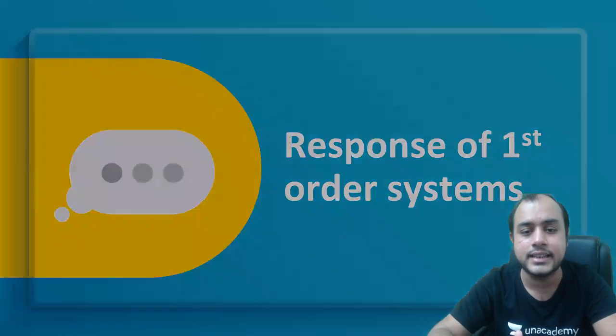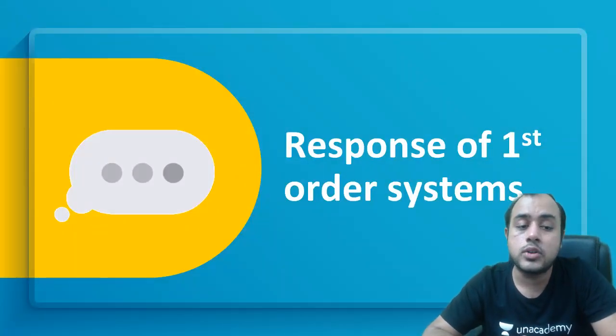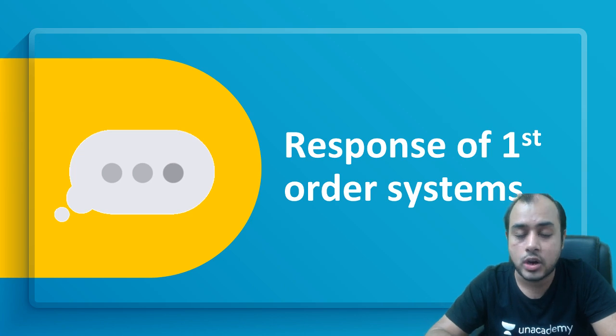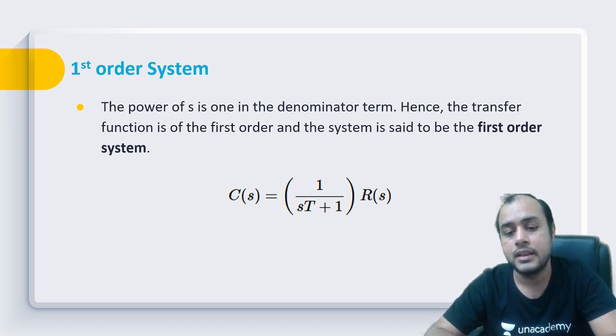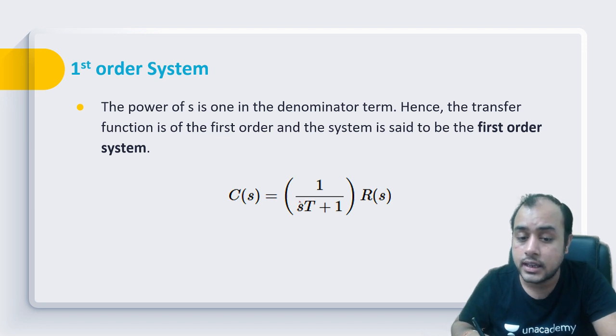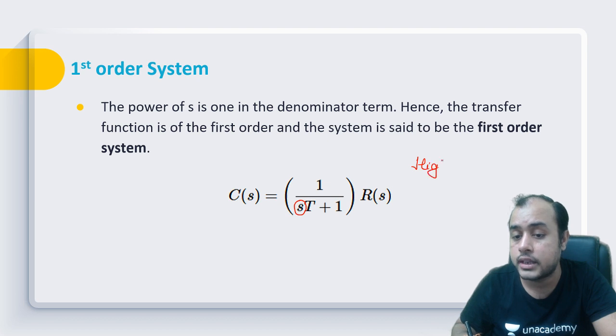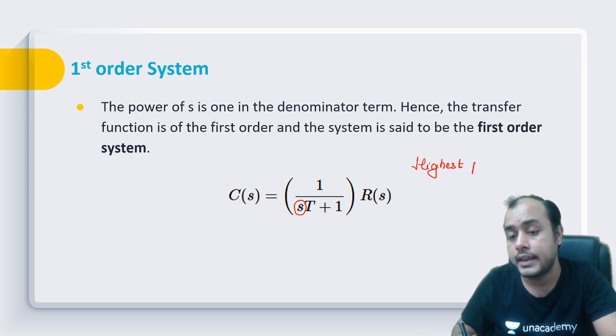So let's get started. What we are going to discuss today is the response of first order systems. So what is a first order system? A first order system is a system whose transfer function is of the first order, or you can say the highest power of s in the denominator is 1. If you see this transfer function, the highest power of s is 1. So it is a first order transfer function, highest power of s in the denominator.